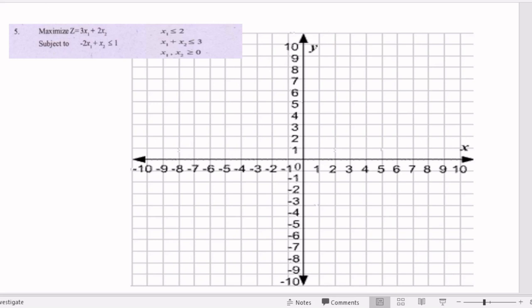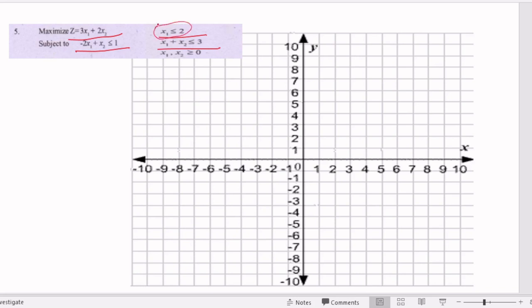We need to maximize this equation. Which equation? This one, with the conditions given: first equation, second equation, and third equation. When I say equation, we have to draw 3 different lines. So we have to get the points on these lines to draw them.